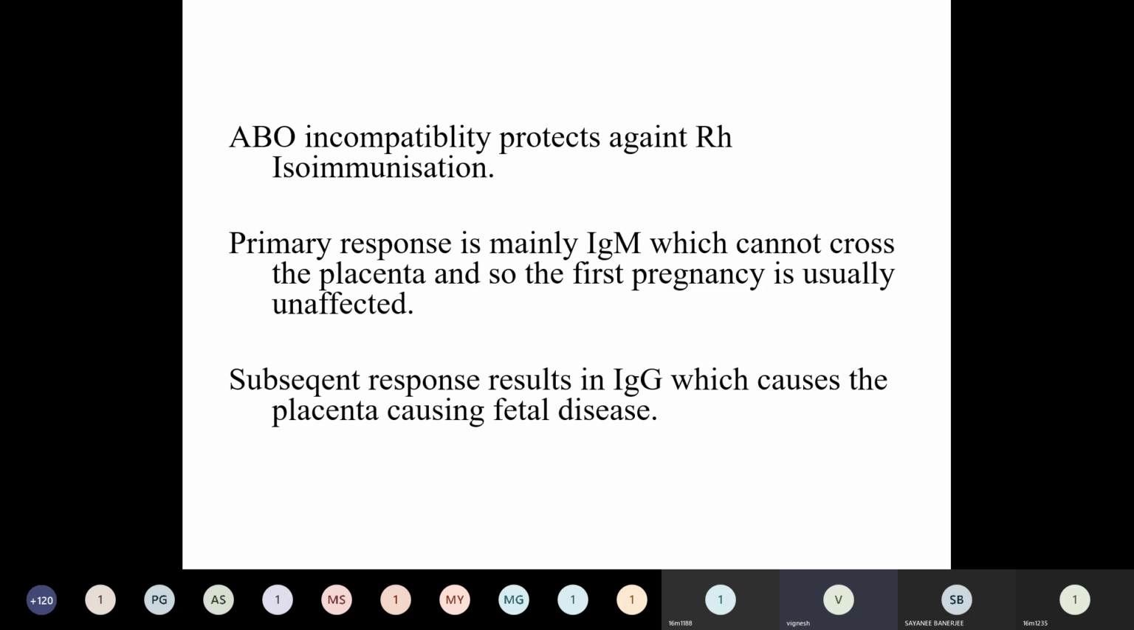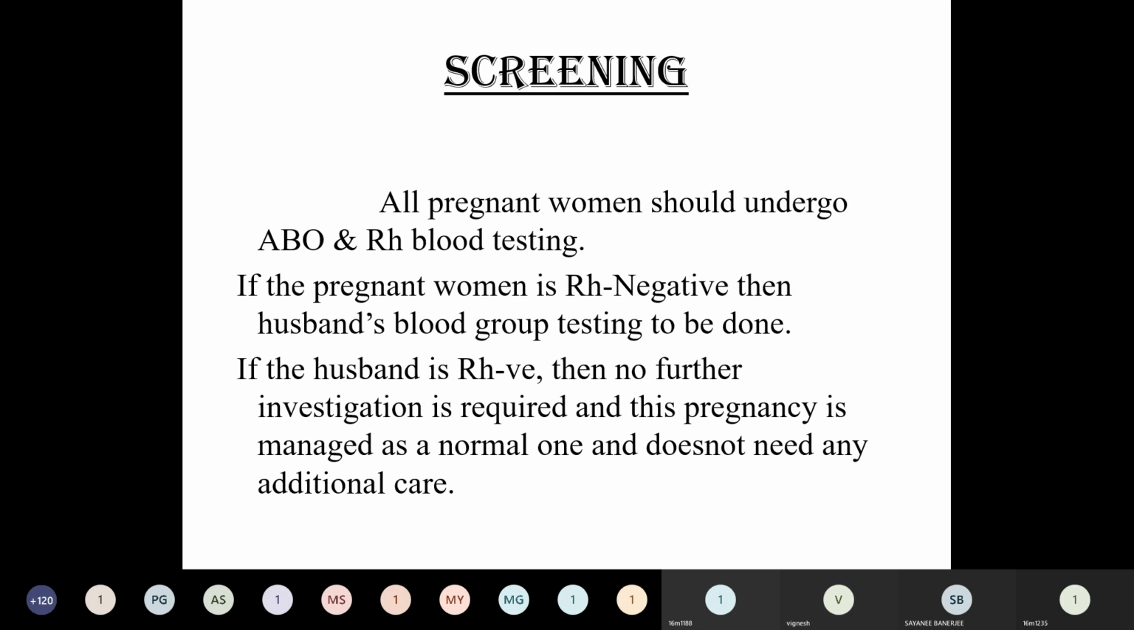Primary response is mainly IgM, which cannot cross the placenta. So first pregnancy is usually unaffected. Subsequent response is by the IgG antibody, which crosses the placenta and produces fetal disease. So this is about how the inheritance and the immunogenic response occurs.